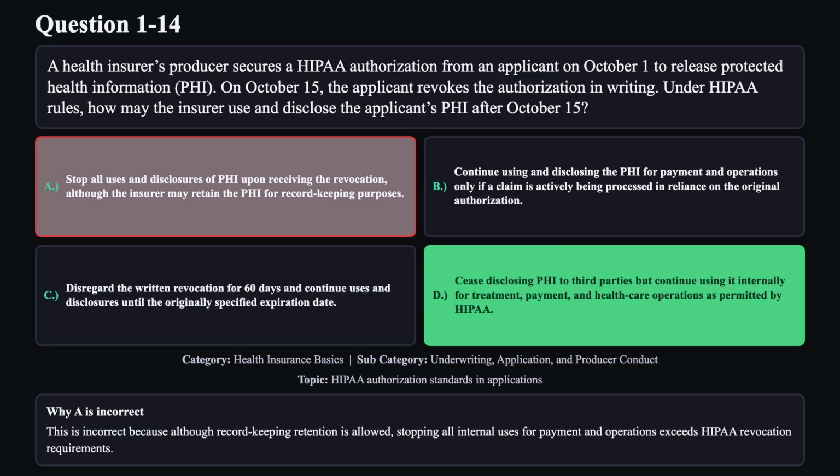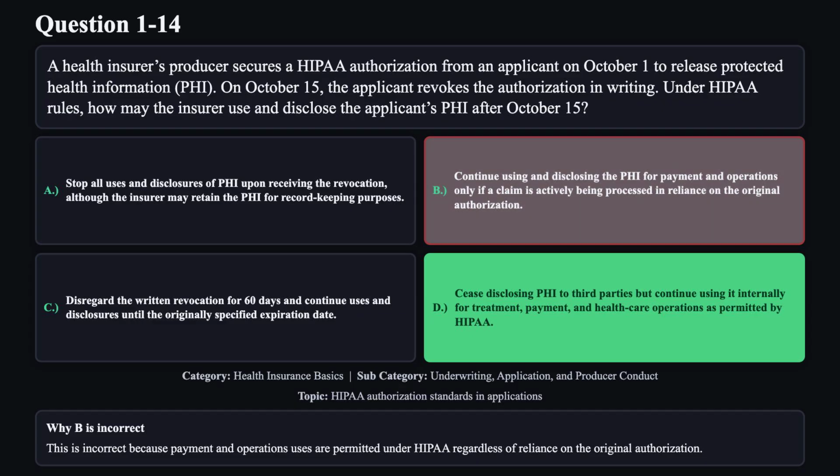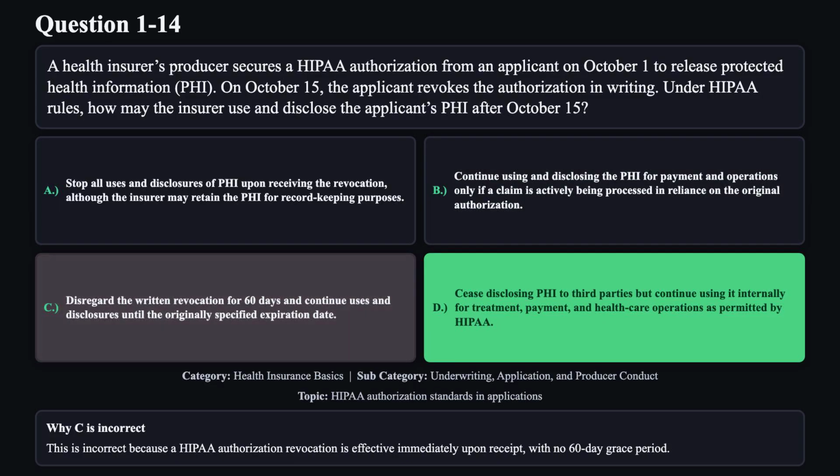This is incorrect because although record-keeping retention is allowed, stopping all internal uses for payment and operations exceeds HIPAA revocation requirements. Reason B is not correct. This is incorrect because payment and operations uses are permitted under HIPAA, regardless of reliance on the original authorization. Reason C is not correct. This is incorrect because a HIPAA authorization revocation is effective immediately upon receipt, with no 60-day grace period.